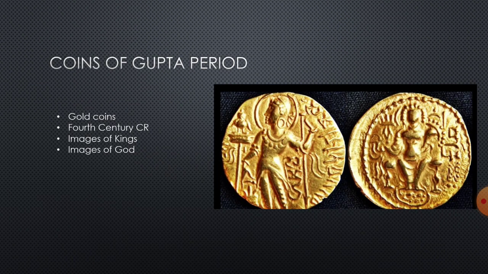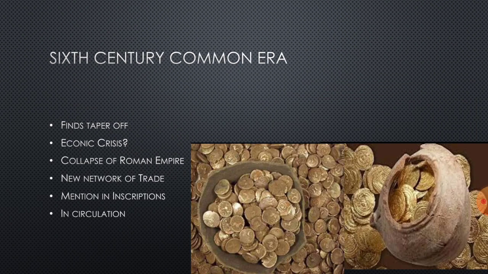The most spectacular gold coins were issued by the rulers of the Gupta Empire. They were excellent examples of purity of art. On one side of the coins were the images of the rulers, and the other side held the images of gods and goddesses. From the 6th century Common Era, the finds of these coins began to taper off.